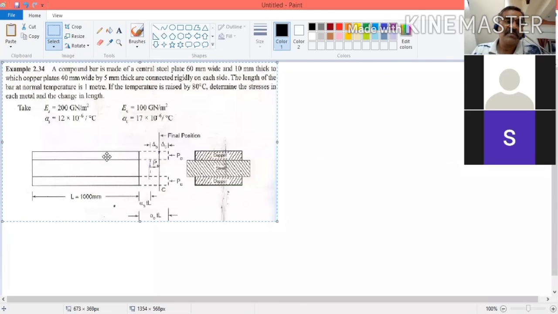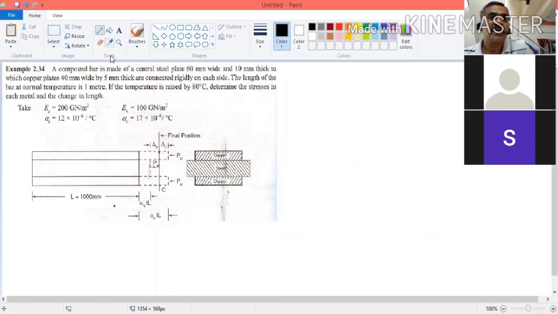In such a case, if it is kept separately and allowed to expand freely, what will be the expansion of the copper? It would have expanded by this much amount. This is the expansion of the copper. If steel is allowed to expand freely, this would be the expansion.